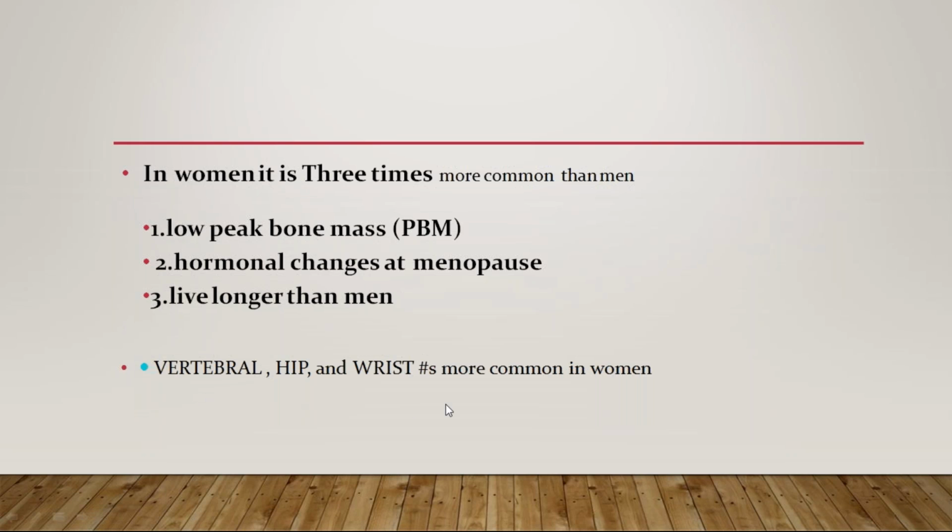Coming to the most common sites: the vertebra, with compression fractures; the hip, whether intracapsular or extracapsular; and the wrist, that is Colles, Smith or Barton's fractures. These three sites, vertebral, hip and wrist, are the most common sites prone to fractures.